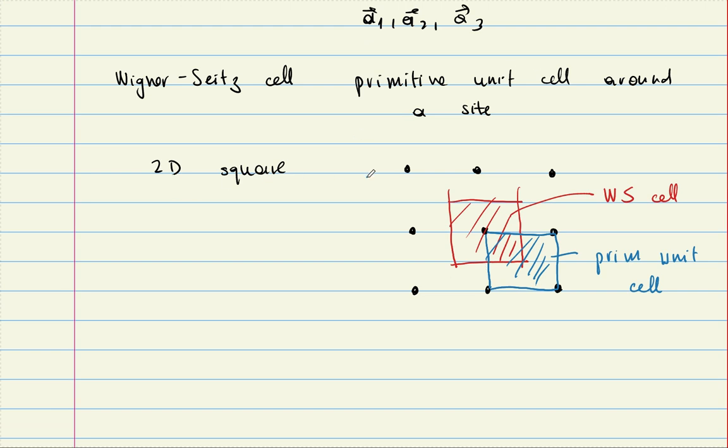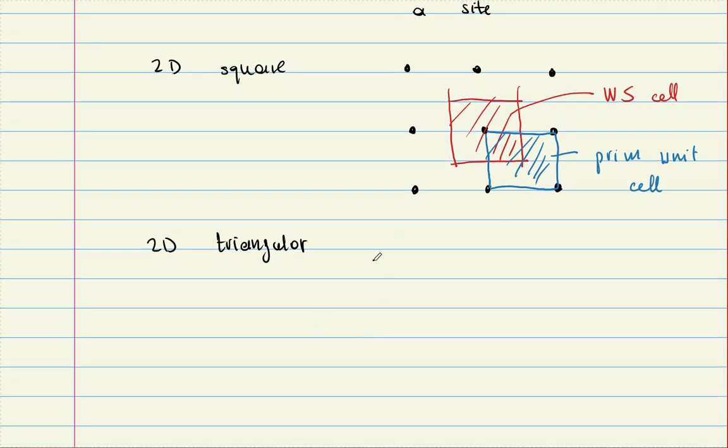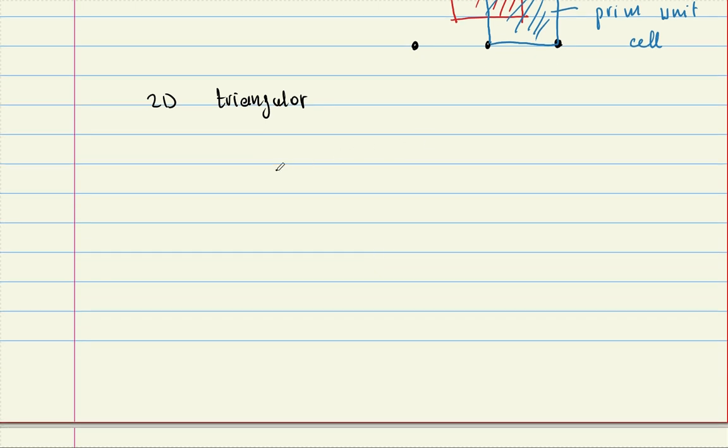Let me give another example. The Wigner-Seitz cell being a translation, a simple shift, of the primitive unit cell is not always true. Sometimes it is not. Let me give you another example: the 2D triangular lattice. Let me try to draw it. I need a little bit more space. It's something like this. I have to put triangles, right? There's another triangle, another triangle.